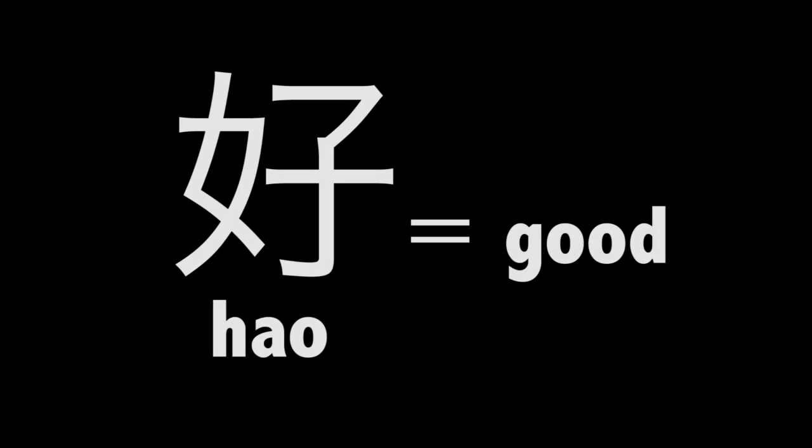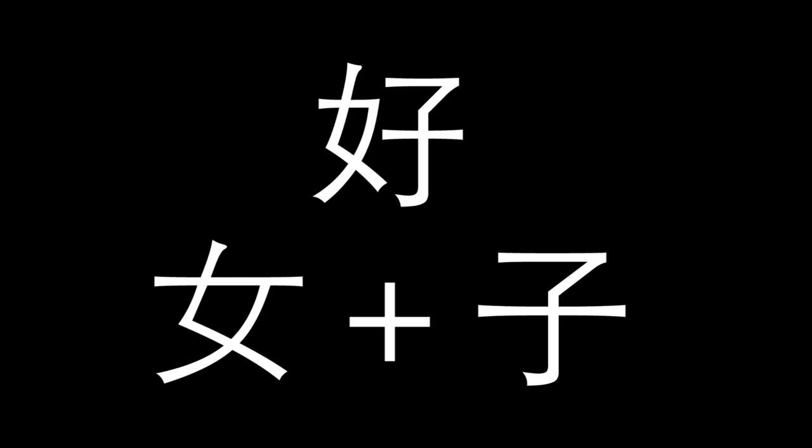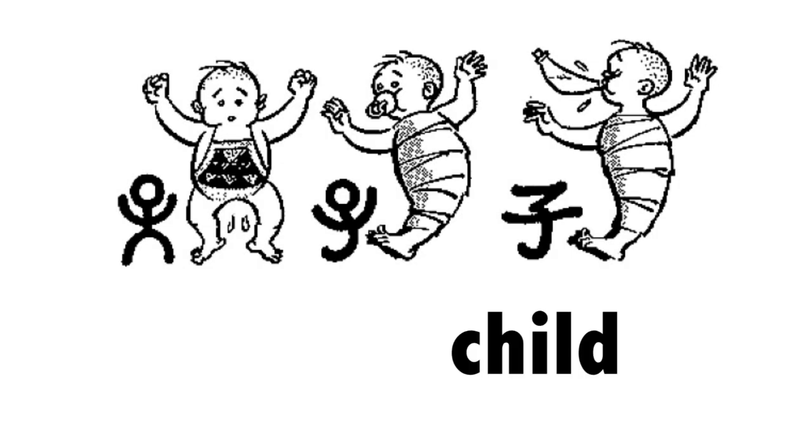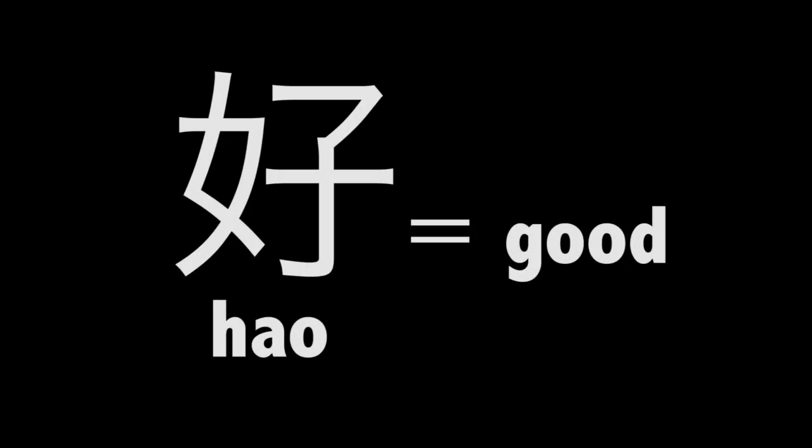This character means good. 好. And as you can see, it's a combination of 2 characters. On the left you can see a woman. And on the right you can see a child. What does that mean? A woman with a child, that is good. The woman is often used on the left in combined characters, as you can see here.